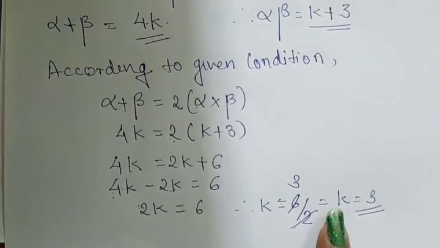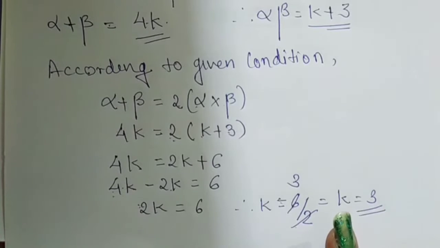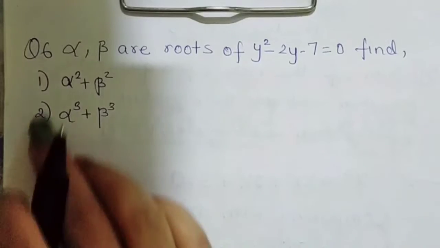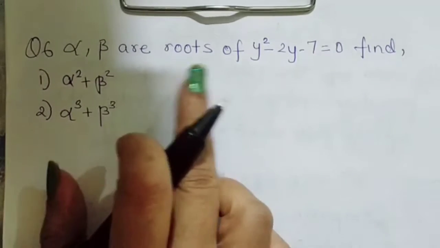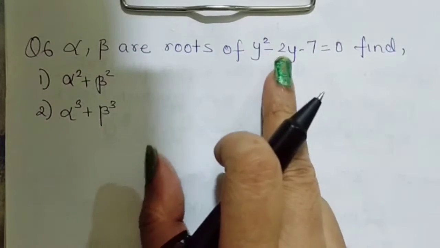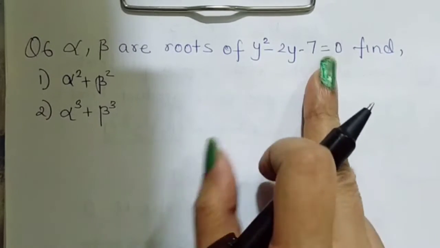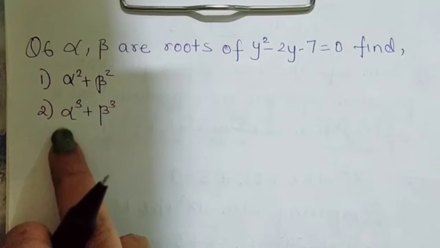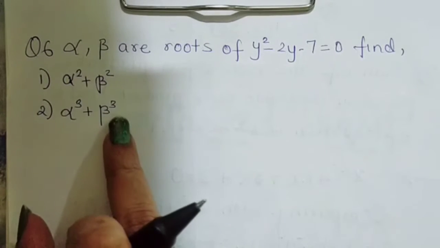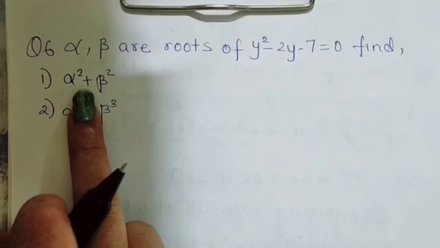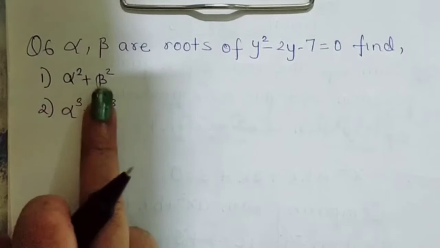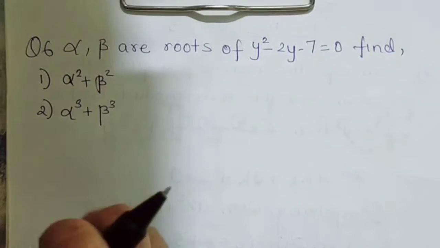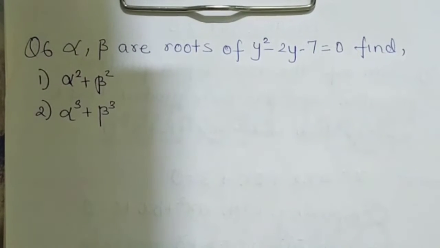I hope you understood. Now we are going to solve question number 6. Question number 6 is given: alpha beta are roots of y square minus 2y minus 7 equal to 0. The equation is given. So find alpha square plus beta square and alpha cube plus beta cube. So here we are going to apply the formula of a square plus b square, a cube plus b cube.